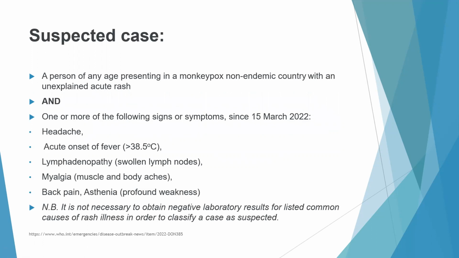So there are several case definitions that have recently been updated by WHO. What is a suspected case? A suspected case is a person of any age in a monkeypox non-endemic country with an unexplained acute rash, or a patient having one of the following symptoms: headache, acute fever, lymphadenopathy, myalgias, back pains. And if a person with unexplained acute rash has a negative first laboratory test, we still cannot rule them out as a suspected case. We will do further testing to rule out and confirm it as a discarded case of monkeypox. So the first negative laboratory test does not rule out a suspected case.